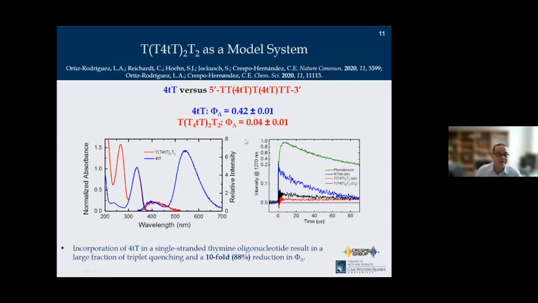And further evidence that the triplet state is quenched was obtained by direct observation of singlet oxygen. So we have done it for the 4-thiothymidine monomer, and we observed a 40%, 42% singlet oxygen yield, just looking at the near-IR emission of singlet oxygen. When you do the same experiment back-to-back with the polymer, you see now a 10-fold decrease in the singlet oxygen generation. So definitely a significant fraction of the triplet state is being quenched when you incorporate 4-thiothymidine in the oligonucleotide.